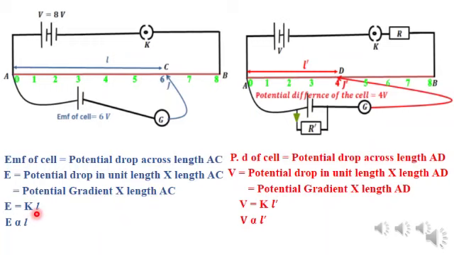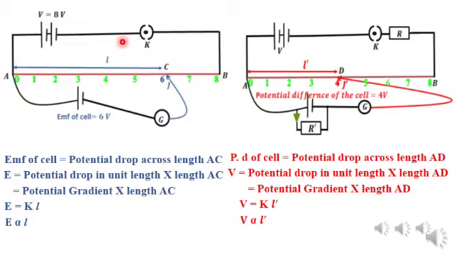Connect a cell such that its positive terminal goes to end A and its negative terminal to the galvanometer. Then from the galvanometer to the jockey, which can move over the potentiometer wire. This is the secondary circuit of the potentiometer experiment. As we discussed before, this is the primary circuit of the potentiometer experiment.